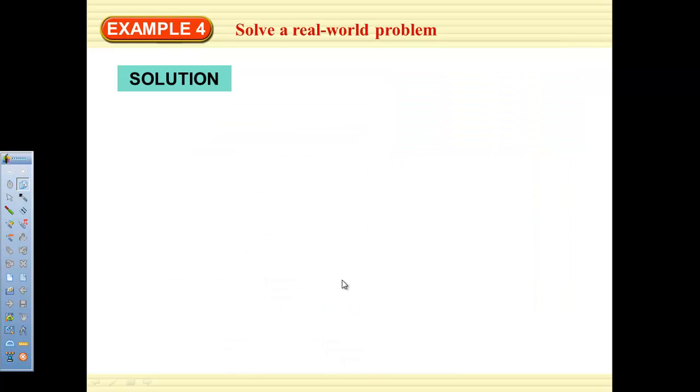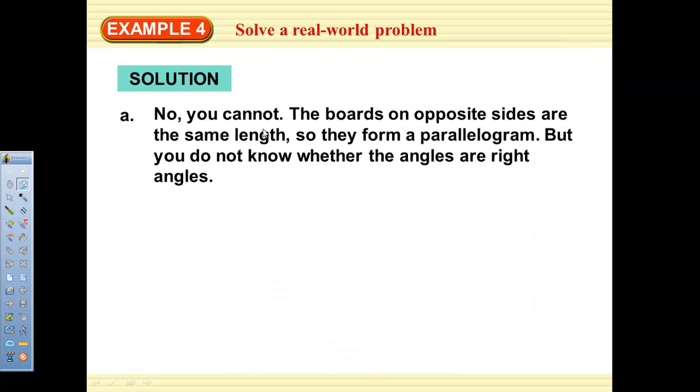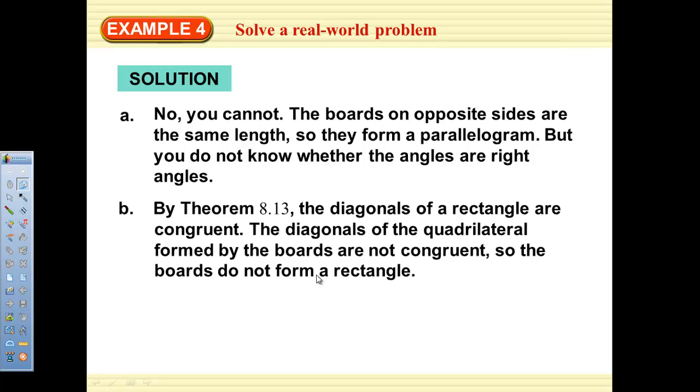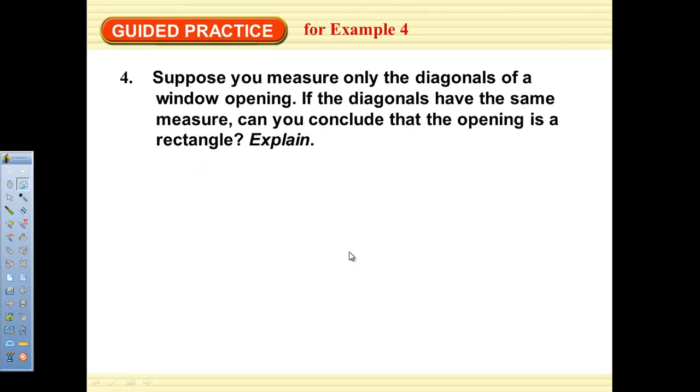So again, no, we can't assume it because the opposite sides are the same length, so they form a parallelogram. We don't know if the angles are right angles. The second part again, the diagonals need to be congruent, and in this case they're not congruent, so therefore they don't form a rectangle.